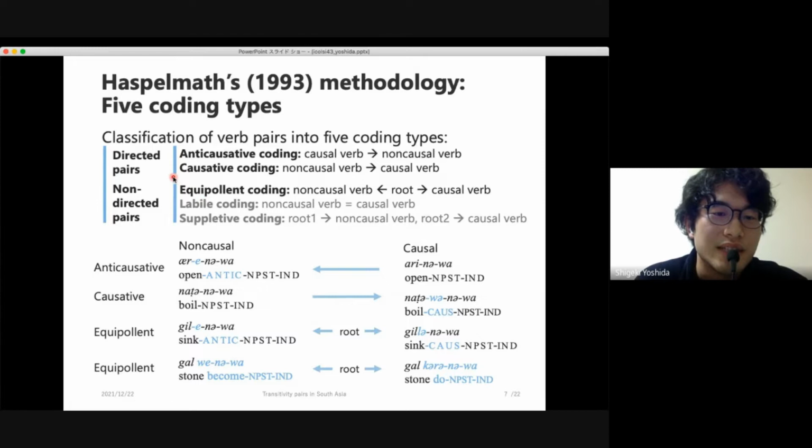In addition to these directed verb pairs, I will also use the term equivalent coding. In equivalent coding, both the non-causal verb and the causal verb are derived from the same root, and both are formally marked. So we cannot determine the derivational directions in this coding type. So equivalent coding is one of the non-directed verb pairs.